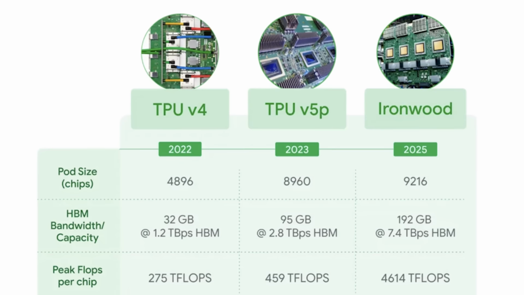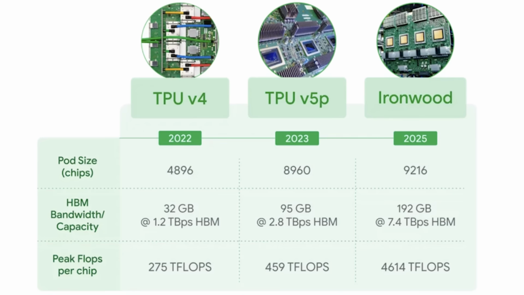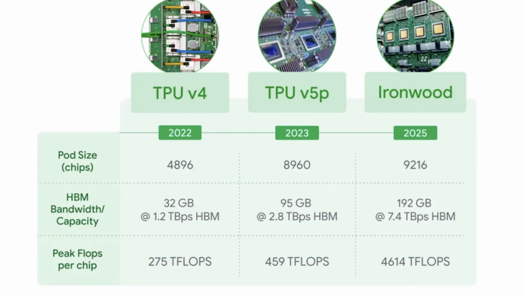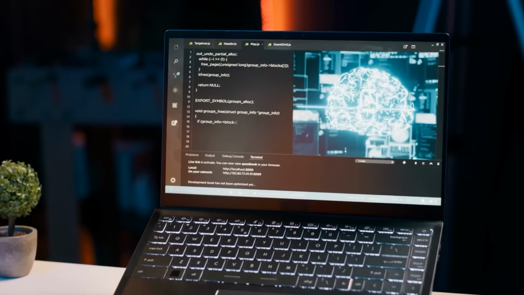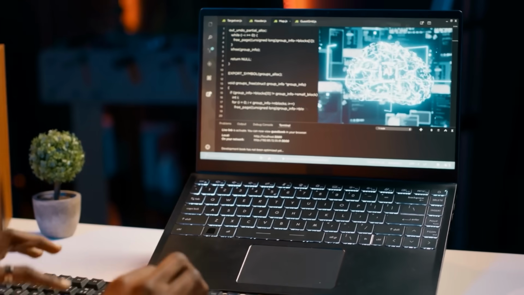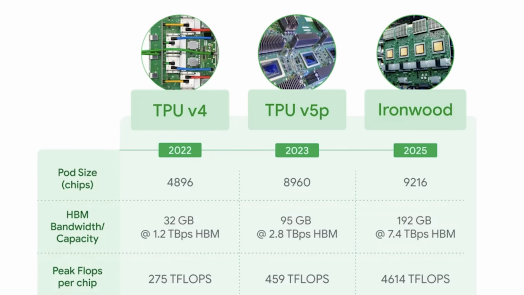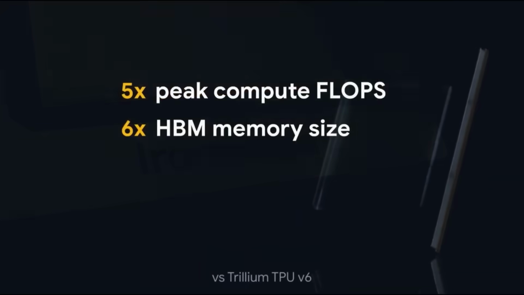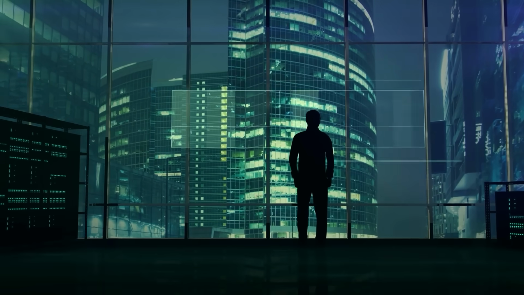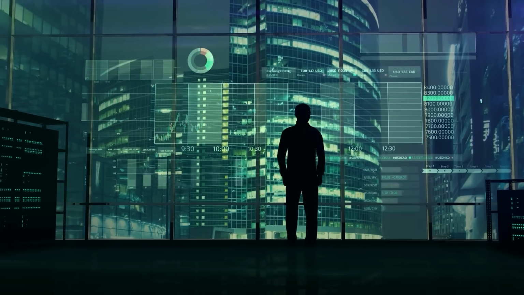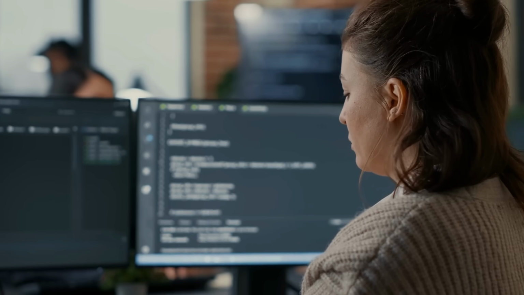In terms of memory, each Ironwood chip packs 192 gigabytes of high bandwidth memory, HBM, six times more than Trillium. That enables larger model execution, faster token processing, and reduced bottlenecks during inference tasks. The memory bandwidth per chip has also seen a major boost, 7.2 terabits per second, a 4.5x increase over the previous TPU generation. And in a world where power constraints are becoming a major issue, especially in large-scale data centers, Ironwood offers real gains in efficiency.